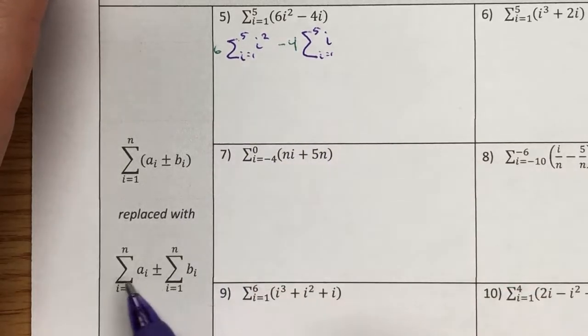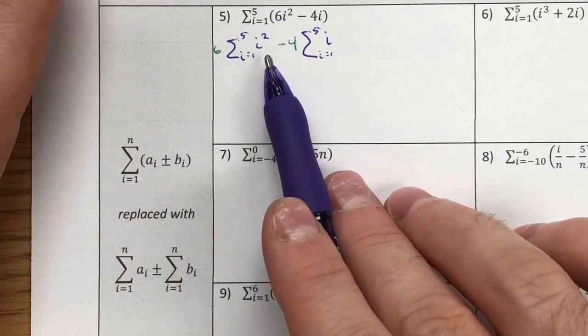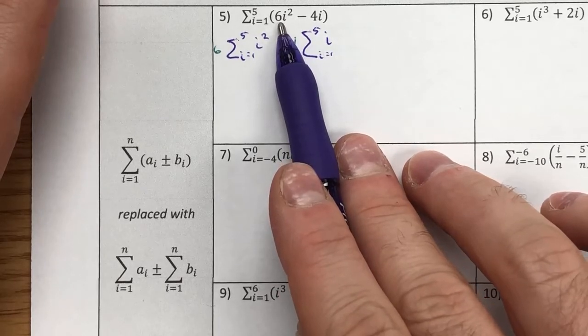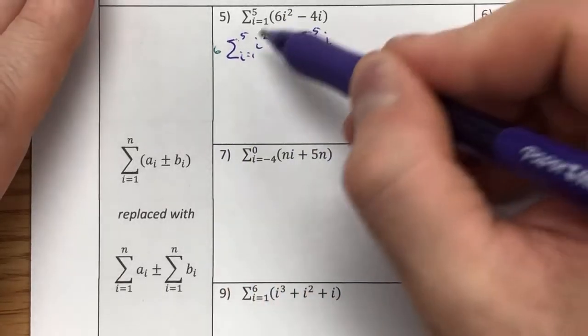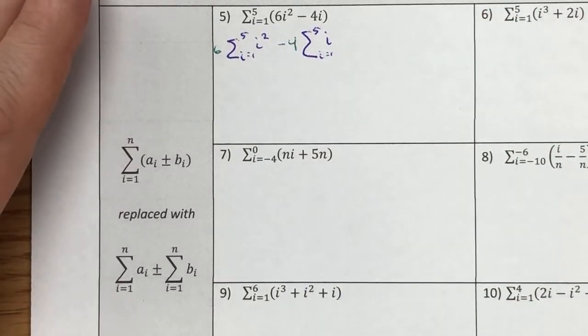Why aren't they included if it says the sum of A plus B is the sum of A plus the sum of B? Well, remember our previous step where we pull out any sort of constants. So I see that that coefficient of 6 is going to be pulled out. The 6 was with the I squared, and we immediately pulled it out.